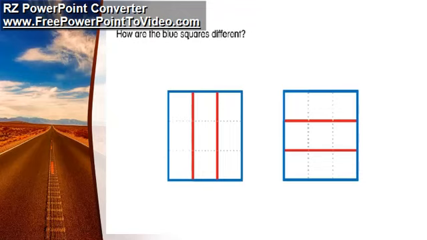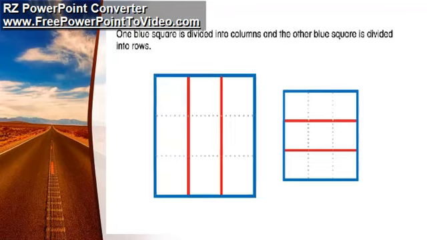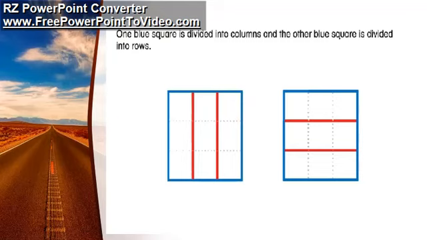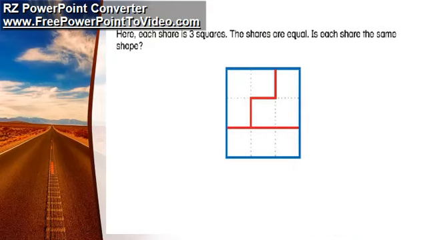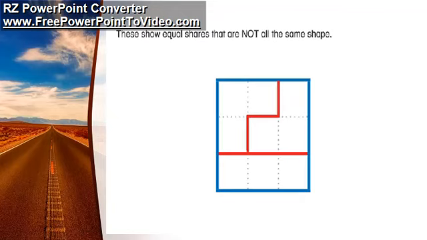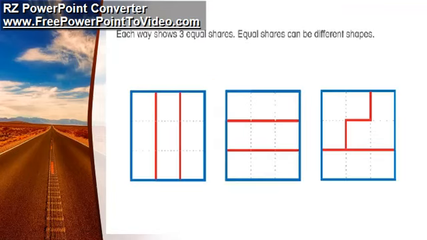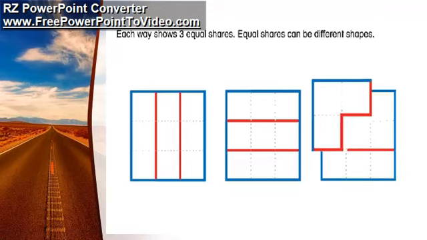How are the blue squares different? One blue square is divided into columns, and the other blue square is divided into rows. Here, each share is 3 squares. The shares are equal. Is each share the same shape? These show equal shares that are not all the same shape. Each way shows 3 equal shares. Equal shares can be different shapes.